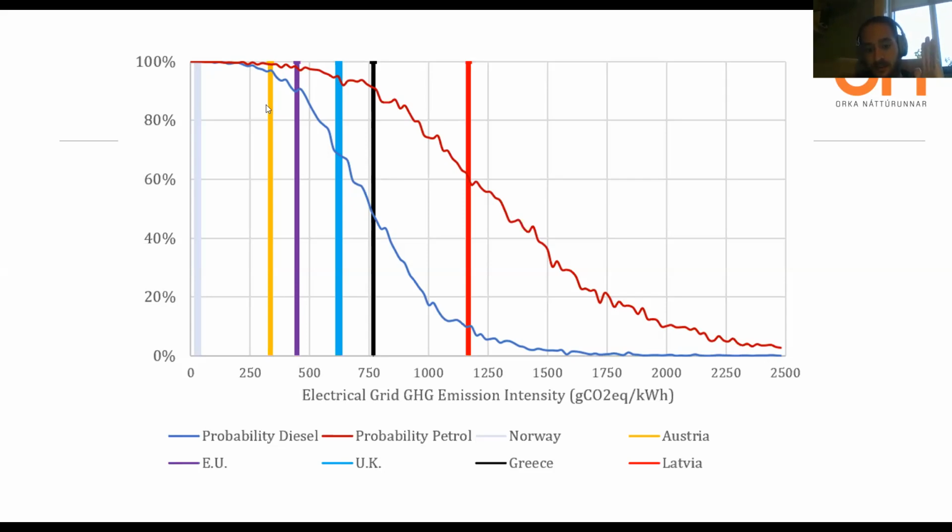So as you go into Austria, which is still clean and still has a very high probability of EVs performing better, to the EU average, down to the UK, then as you go to Greece, you start to see there's a 90% chance that EVs are better than petrol, but maybe just a 50% probability that an EV you would see on the road is actually better in terms of lifetime greenhouse gas emissions. And then all the way in Latvia, you're starting to hit really low probabilities. And so this is what you want to avoid.